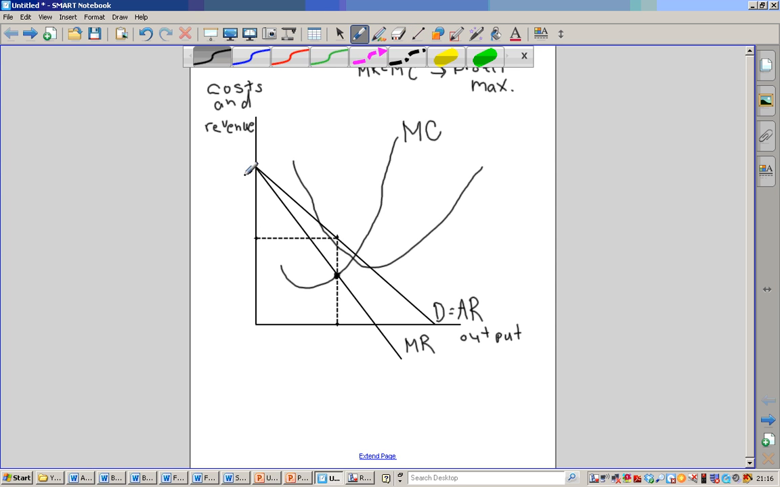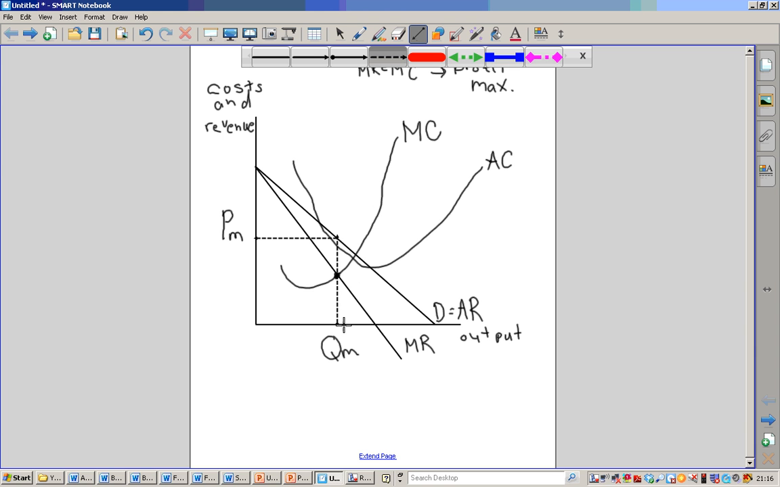And then I need to label these correctly. So this will be the price at profit maximization. This will be the quantity at profit maximization. I also need to draw in one more line. Almost forgot. I need to follow this quantity up to where it crosses over the average cost curve. So this is average cost. I need to find out where the quantity I'm producing hits my average cost curve and take that across.